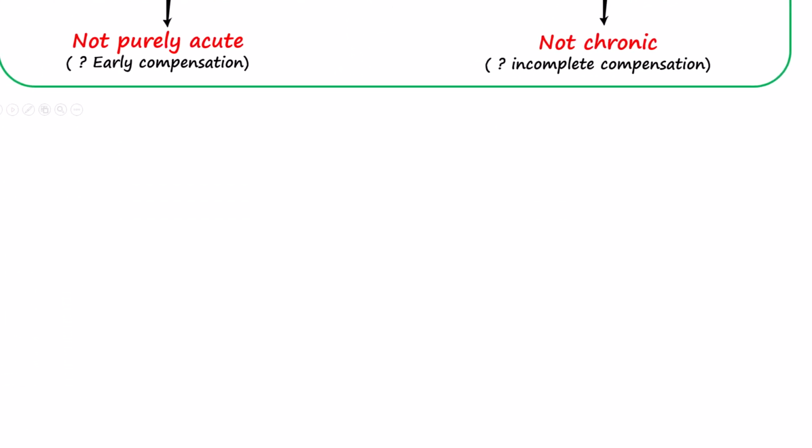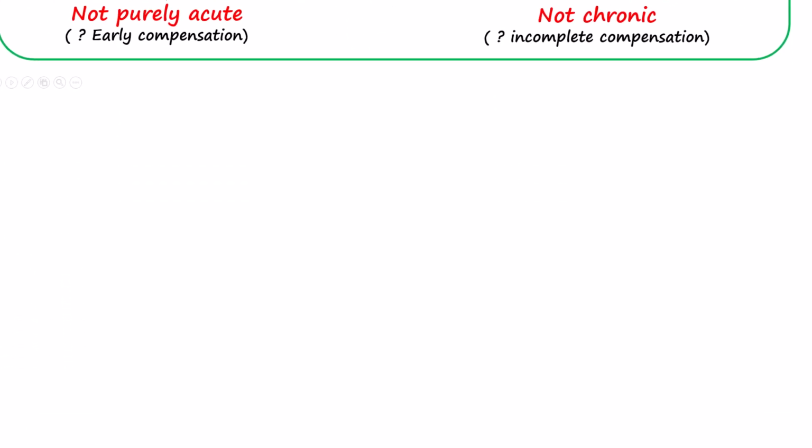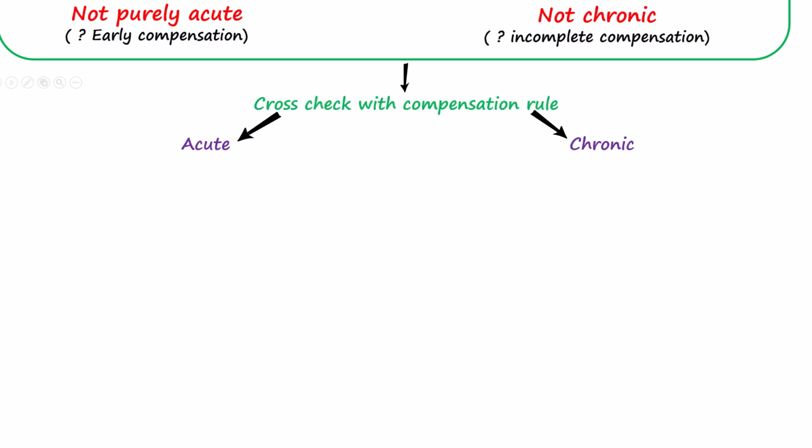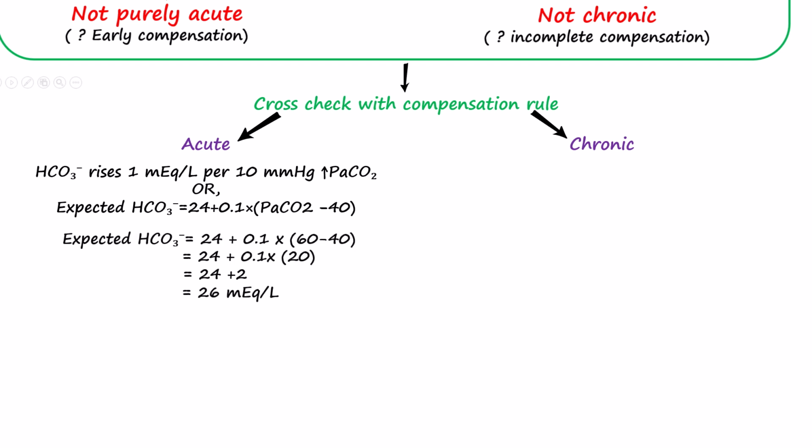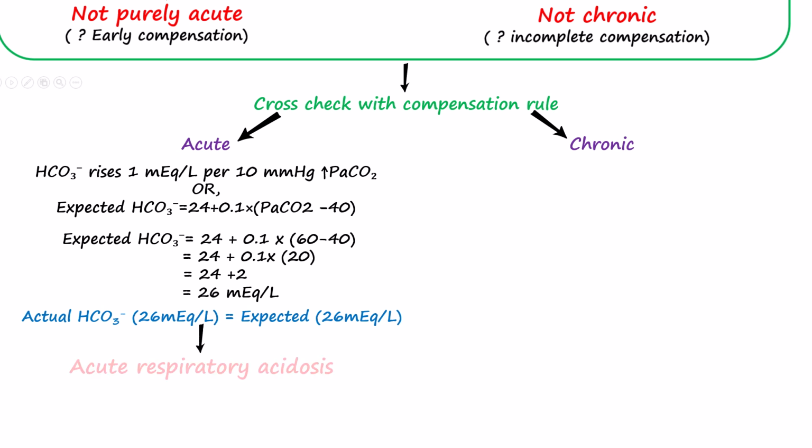So what is it? To solve this dilemma, we apply the compensation rules. In acute respiratory acidosis, the bicarbonate increases by about 1 mEq per liter for every 10 mmHg rise in CO2. With a 20 mmHg rise, the expected bicarbonate would be 26 mEq per liter, which matches the measured or actual value from the ABG reading. This confirms that this is an acute respiratory acidosis.